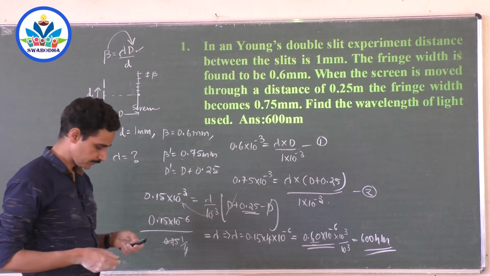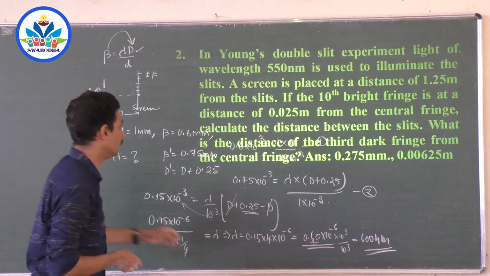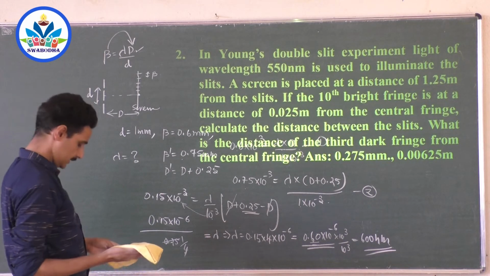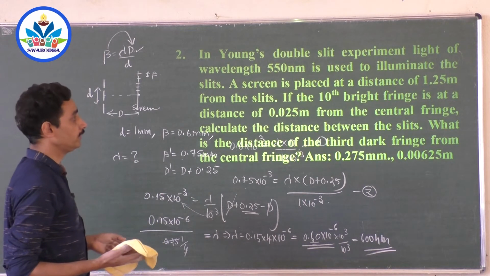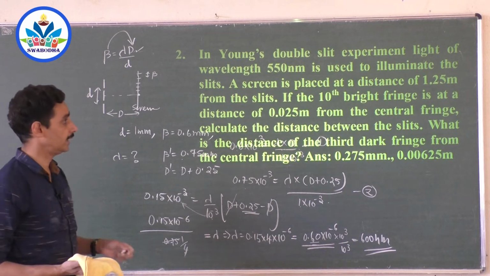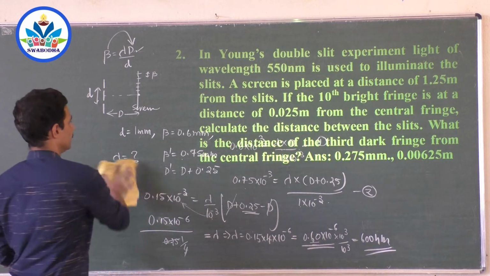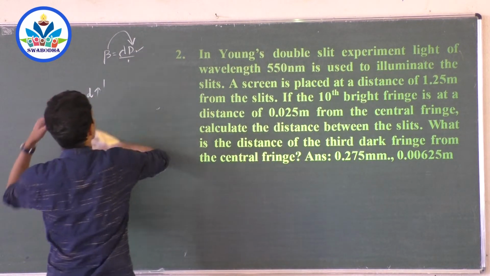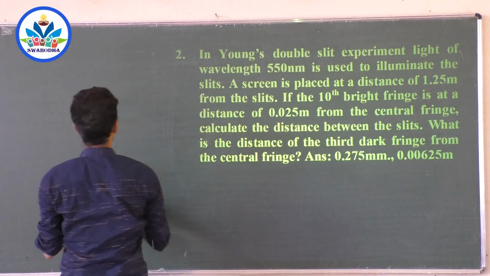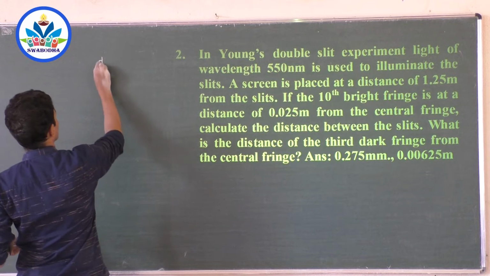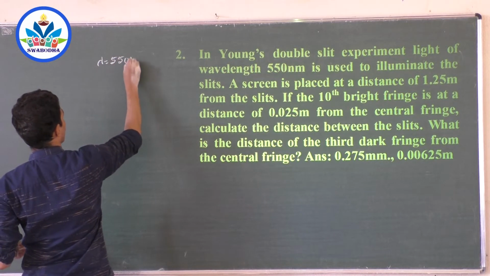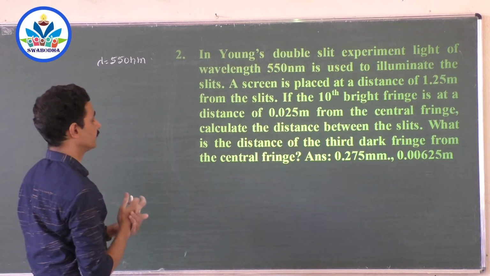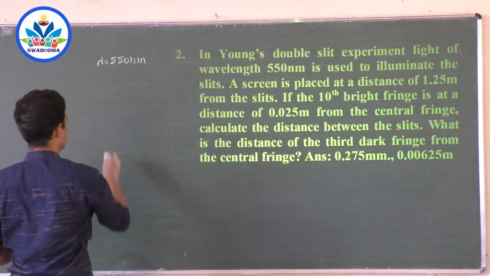Second question. Yeah. Here is the second one. Young's double slit experiment. In Young's double slit experiment, light of wavelength 550 nanometer is used to illuminate the slits. Okay, we will list the value. Light of 550 nanometer is used to illuminate the slits. 550 nanometer. Okay. The 10th bright fringe is at a distance of 0.025 meter from the central fringe.